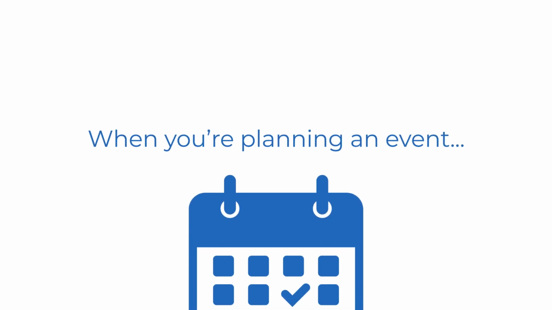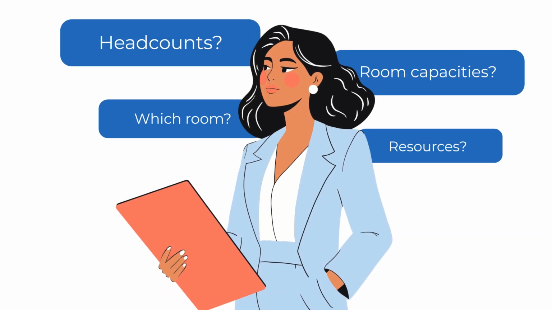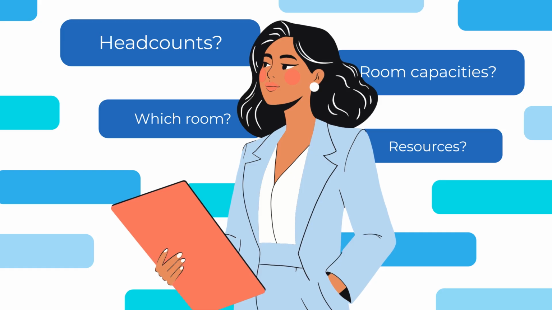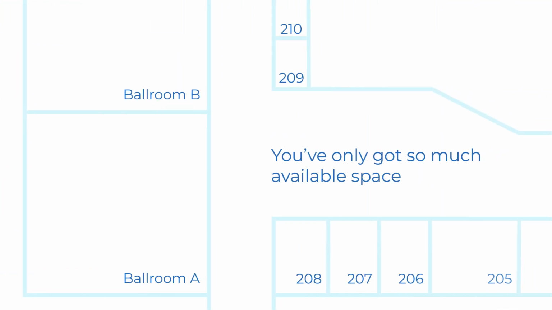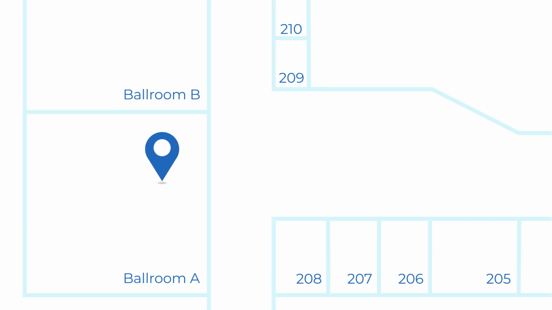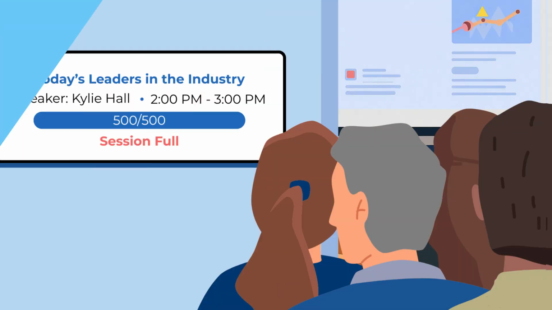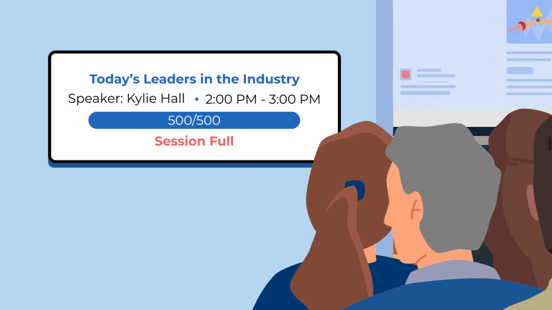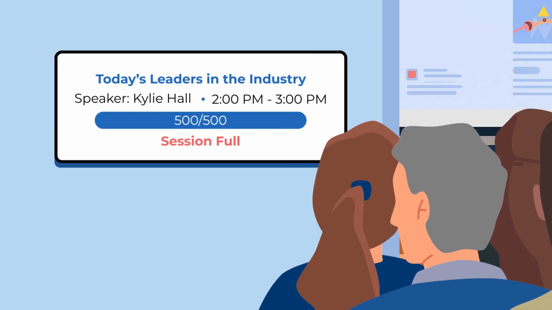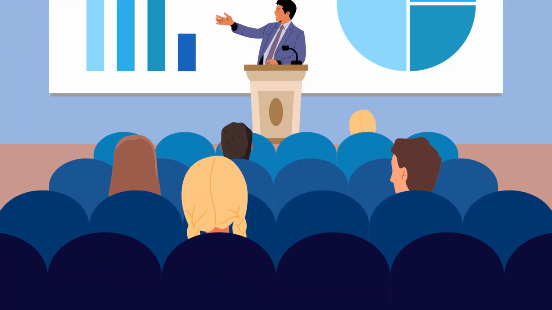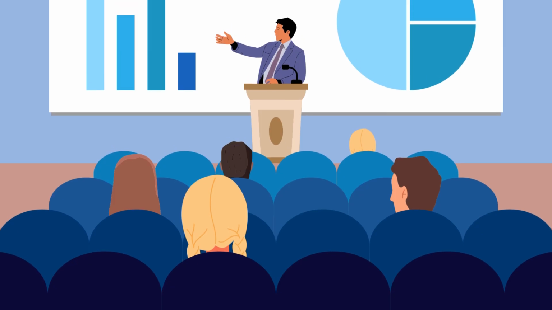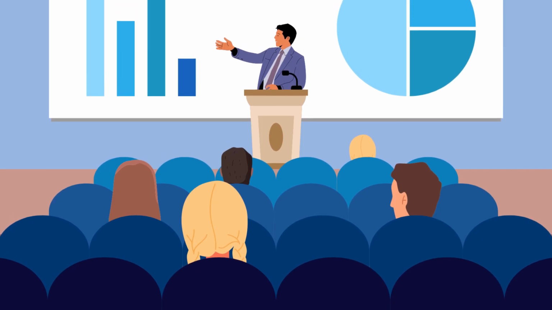When you're planning an event, figuring out room assignments for each session gets tricky. You've only got so much available space, and it's not easy to predict the popularity for any single session, much less across an entire event. The last thing you want is an overcrowded session without enough seats for everyone, or an oversized room for a more niche session, whose discussion would benefit from a more intimate setting.